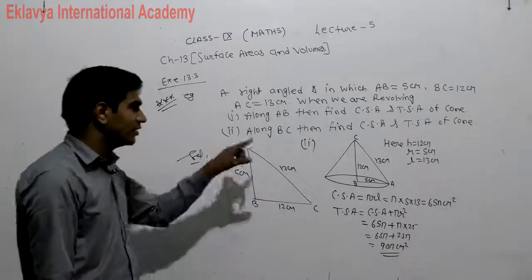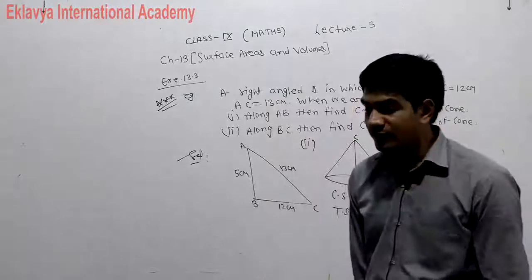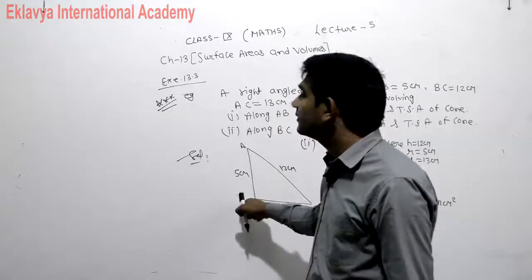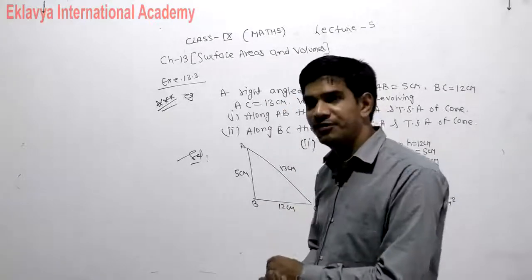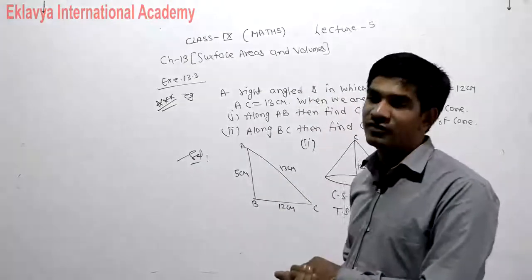That is the total surface area of that one. Understand? So when we are revolving along that given side, that side becomes the height of the cone, and the remaining side is the radius of the cone.